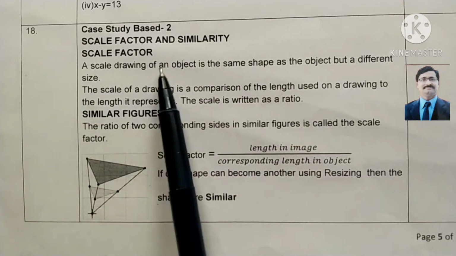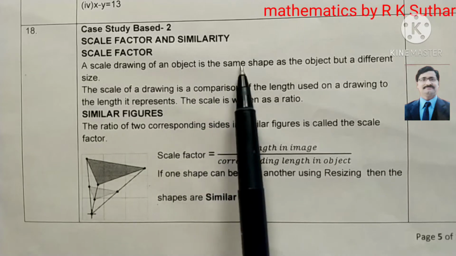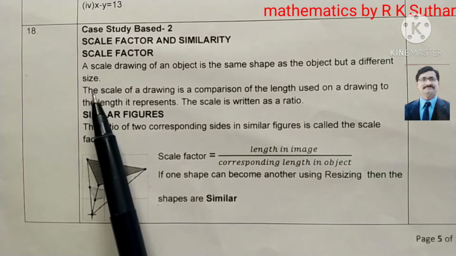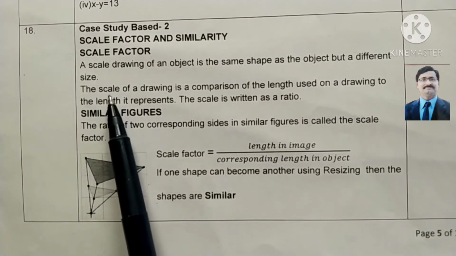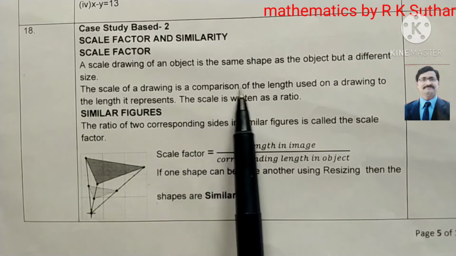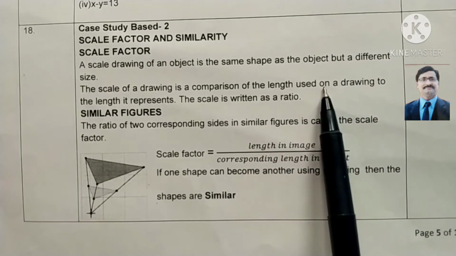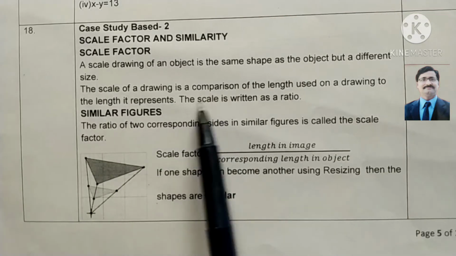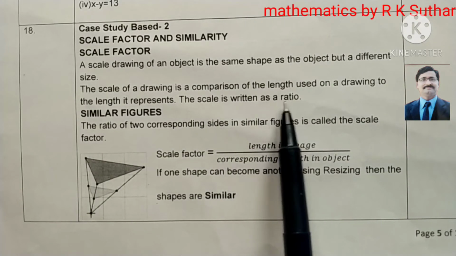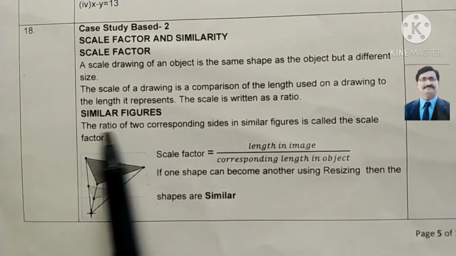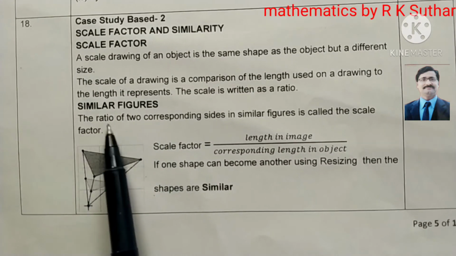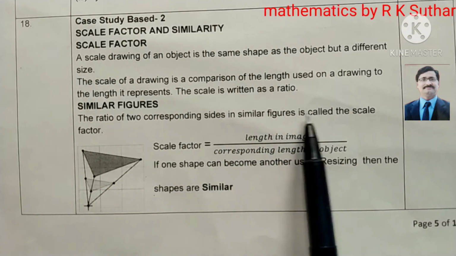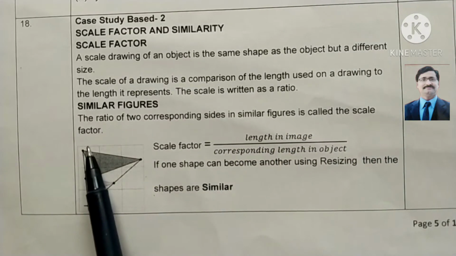A scale drawing of an object is the same shape as the object but a different size. The scale of a drawing is a comparison of the length used on a drawing to the length it represents. The scale is written as a ratio. Look, what are similar figures here? The ratio of two corresponding sides in similar figures is called the scale factor.